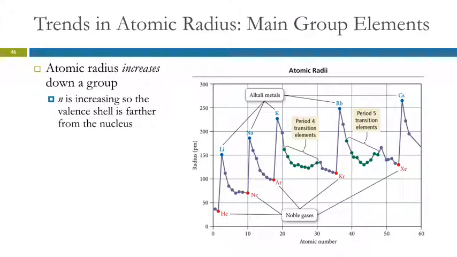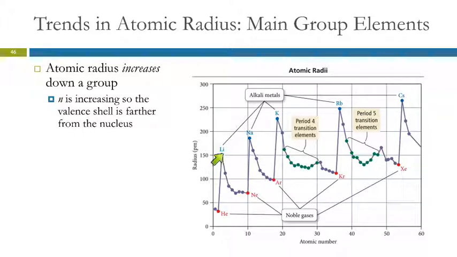So there's a trend in atomic radius. Isn't that a crazy looking graph? How do we even look at this? It's like a protein. It's like all over the place, like the weather maybe, up and down and up and down. So the atomic radius increases as we go down a group.